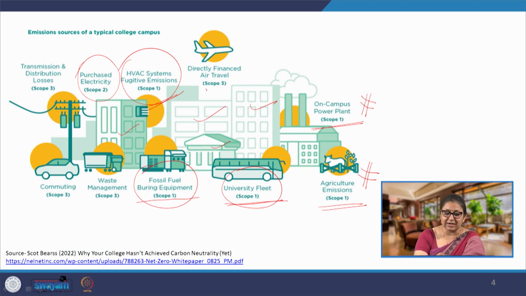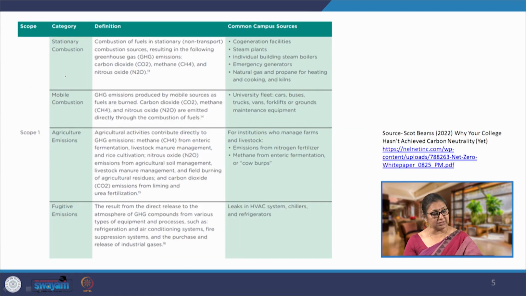Scope 3 is directly financed air travel, the business related commute, commuting to and from the university campus of its students, staff and all the faculty members. So all this is part of scope 3, and there is a larger value chain, and there are T&D losses which also go as scope 3. So this is primarily the activities which contribute to different emission scopes for a university campus.